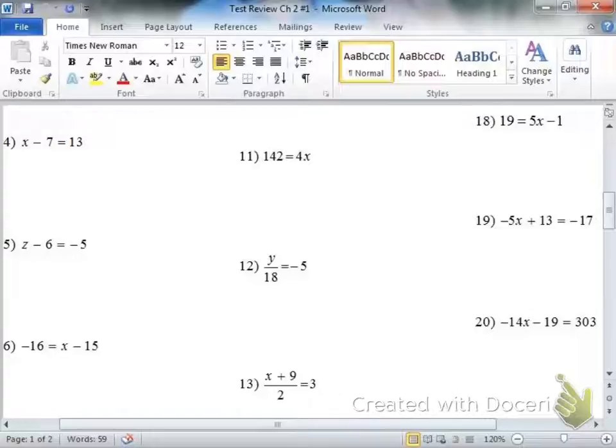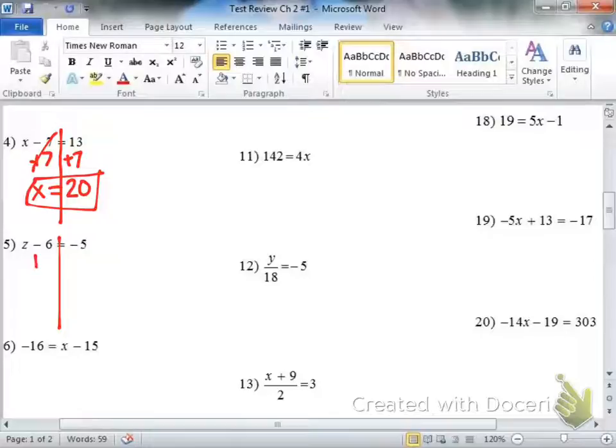So we're back to the one-steppers. What do I do on number 4? Add 7 to both sides. Good. So that leaves me with just x equals, what's 13 plus 7? 20. Great. You can plug it back in if you'd like to check your work, but I'm pretty confident with that.